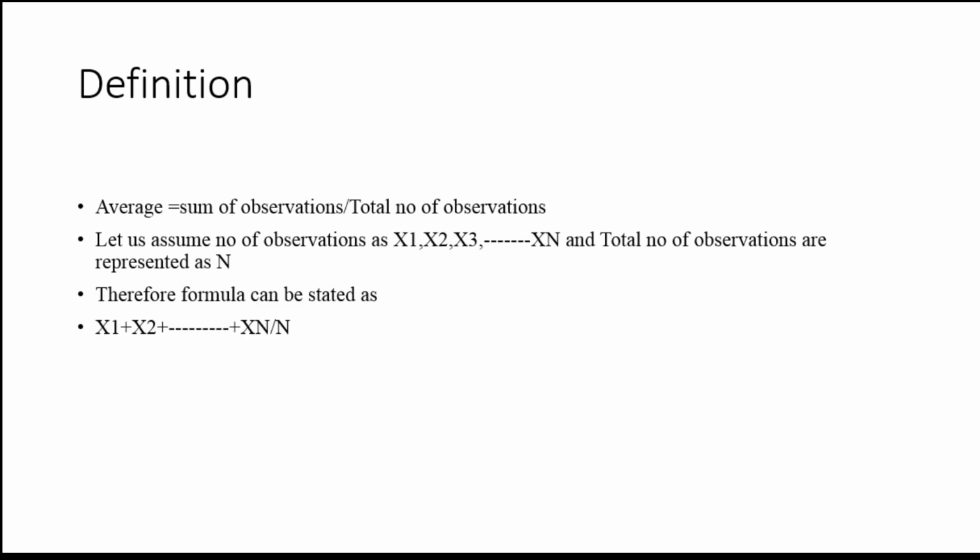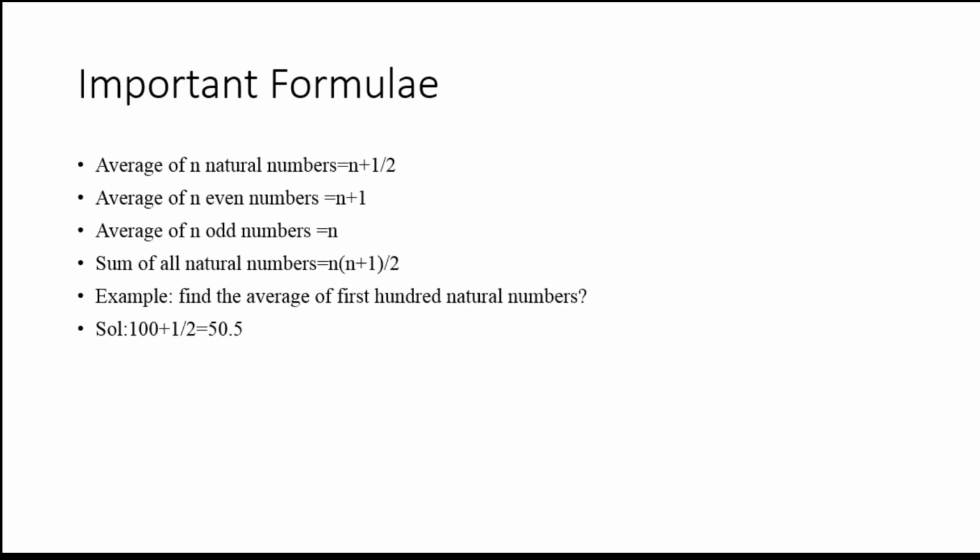If I say the observations are x1, x2, x3, and so on, and the total number of observations is n, then just add all these: x1 plus x2 plus so on up to xn, divided by n. That formula will be helpful in solving average problems, but it will take a lot of time, and that practice will not help us in cracking competitive examinations because competitive examinations need speed and accuracy. For that purpose, we have some ready-made formulae available in the average topic so that we can apply them directly to the question and get the answer.